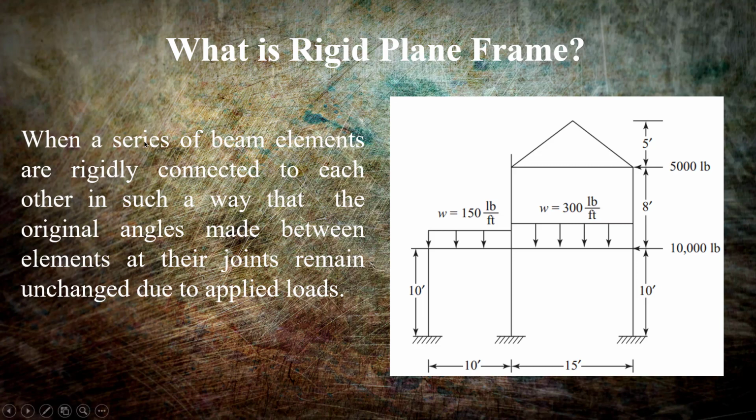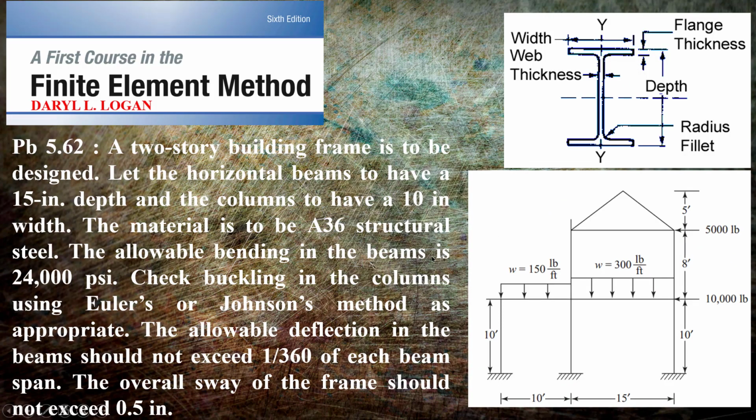When a series of beam elements are rigidly connected to each other in such a way that the original angles made between elements at their joints remain unchanged due to the applied loads. For example, if the load is applied on this building frame and the angles do not change after the application of force, then we can call it a frame.